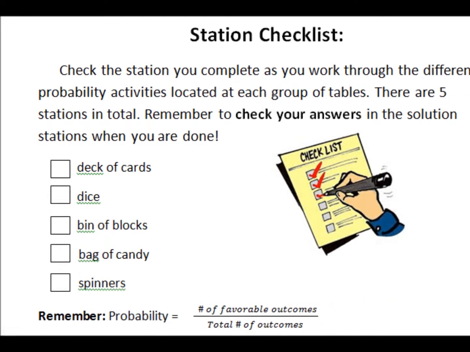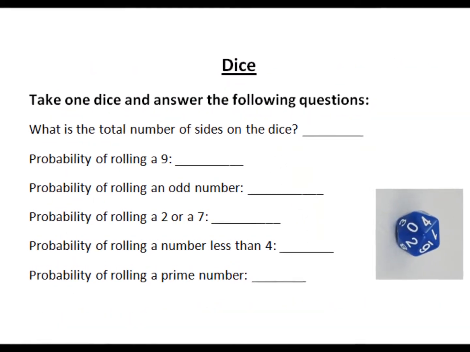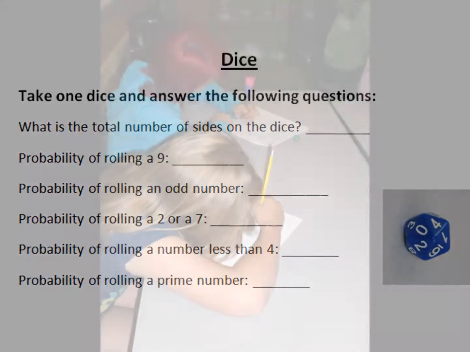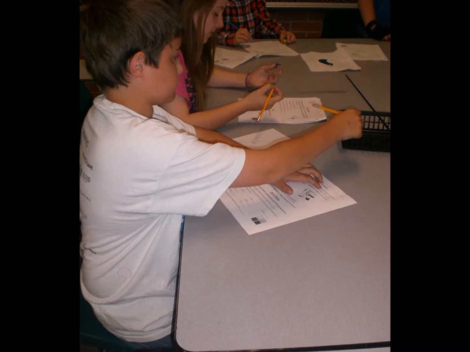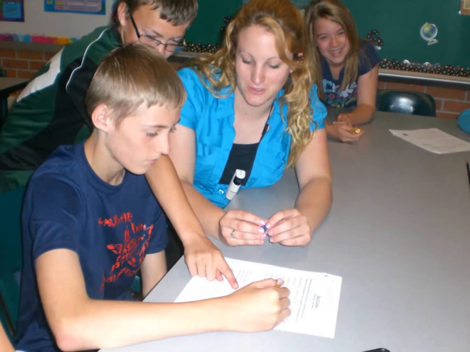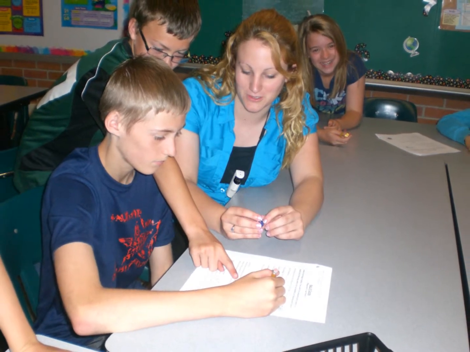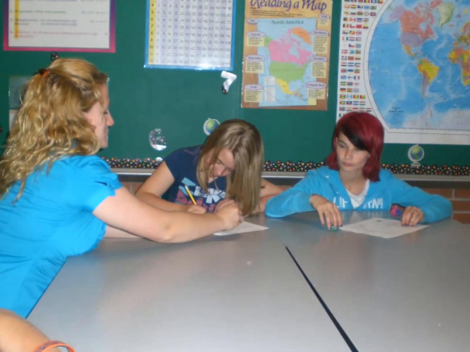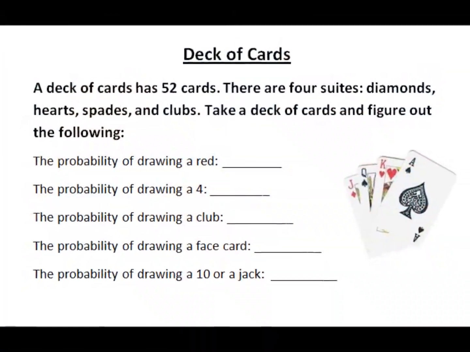I read the directions and pointed them to the locations of the stations and sent them on their way. There were 5 stations: a deck of cards, dice, blocks, candy, and spinners. Students were very engaged and proved that they did not need the teacher's support throughout the process. By guiding them through the initial worksheets and activities, they gained the confidence they needed to solve real-world problems individually towards the end of the unit.